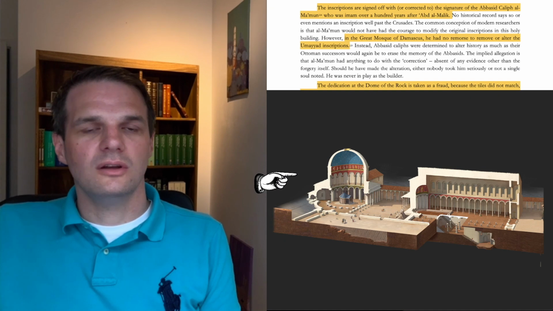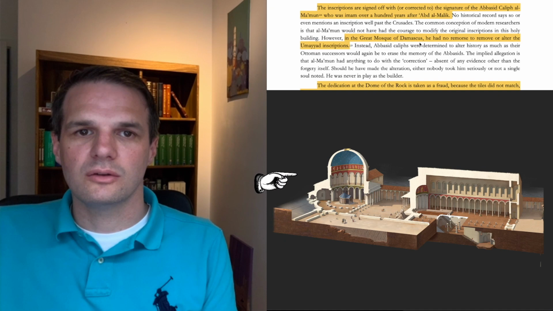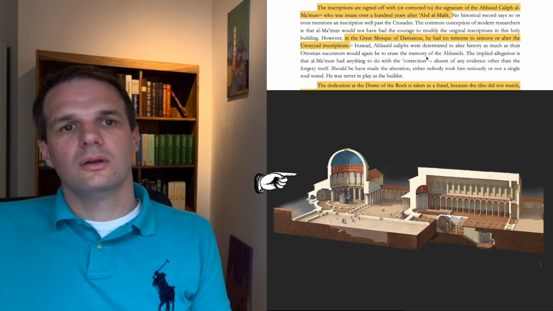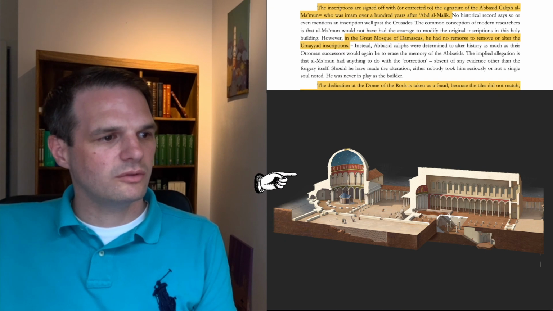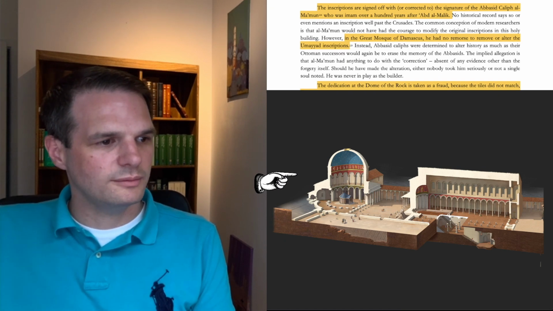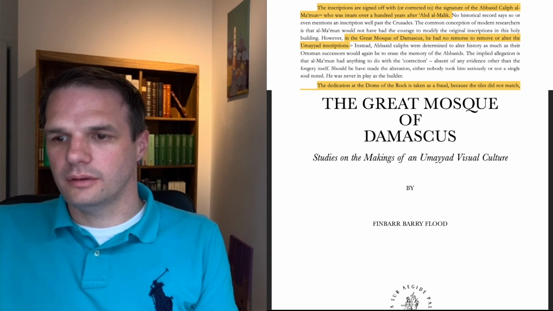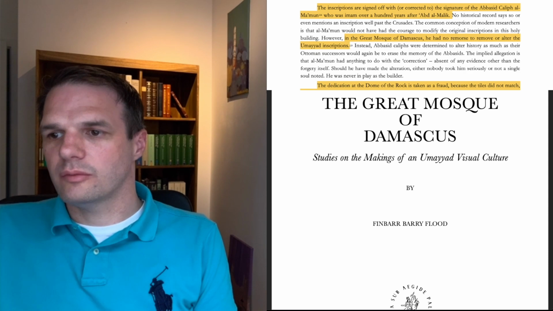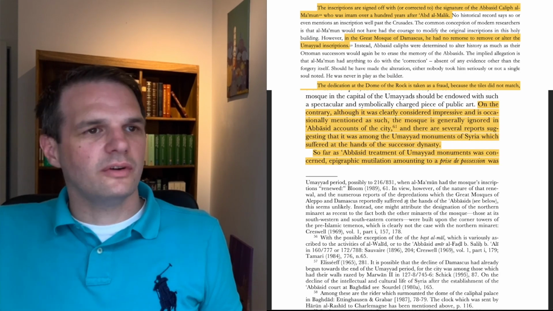That's what they did in the Dome of the Rock, where they removed Abd al-Malik's name, and that's what they did in the Great Mosque of Damascus, where they removed al-Walid's name. Actually, I do also have a source for that one. Here we have this book called The Great Mosque of Damascus. And here we find the following.